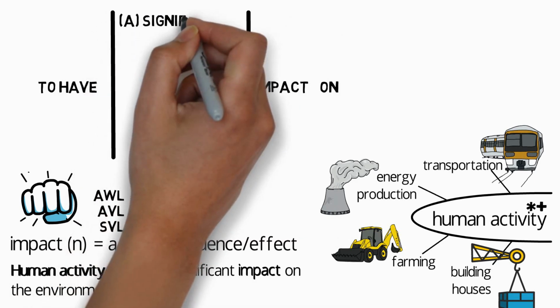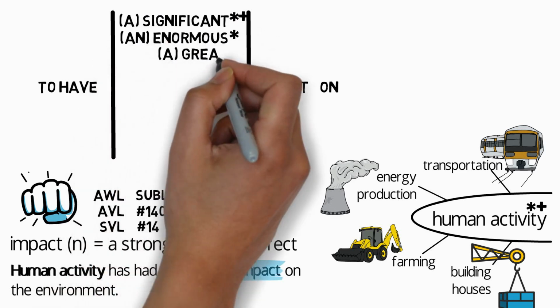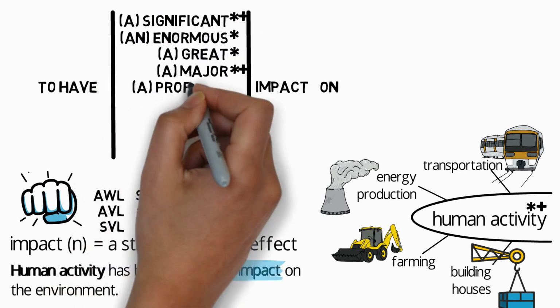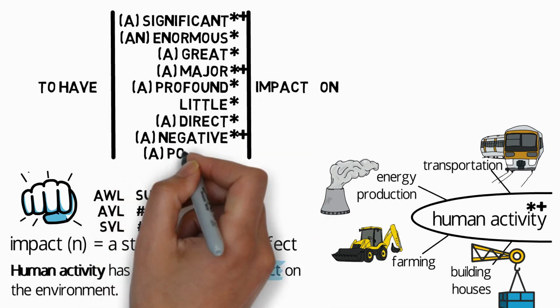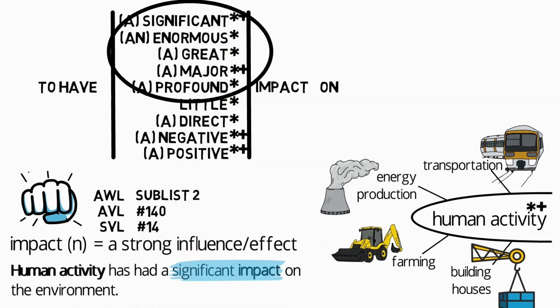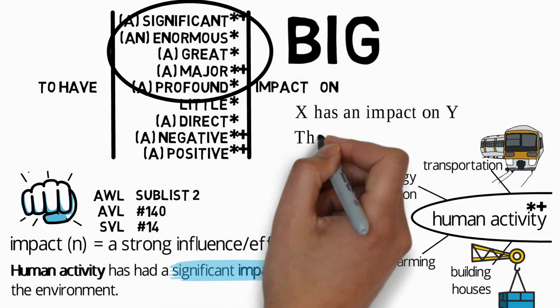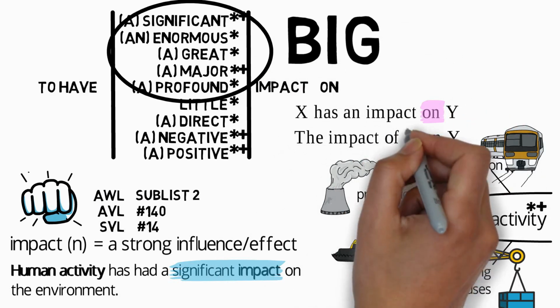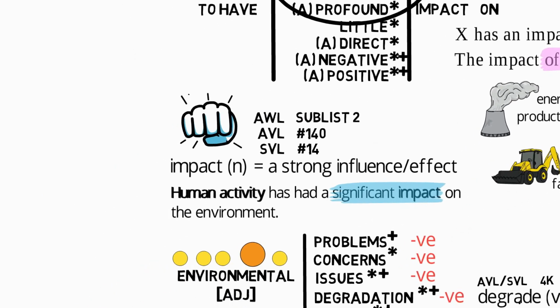For example, significant impact, enormous impact, great impact, major impact, profound impact, the opposite, little impact, a direct impact, a negative or a positive impact. You can see most of those have the meaning big. Note that if we change the structure of the sentence and put the impact first, then it's followed by of, the impact of X on Y. For example, the impact of human activity on the environment is significant.